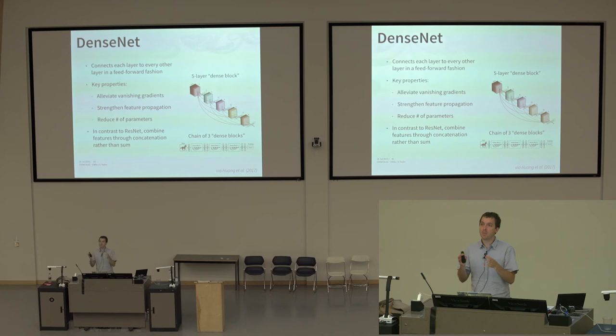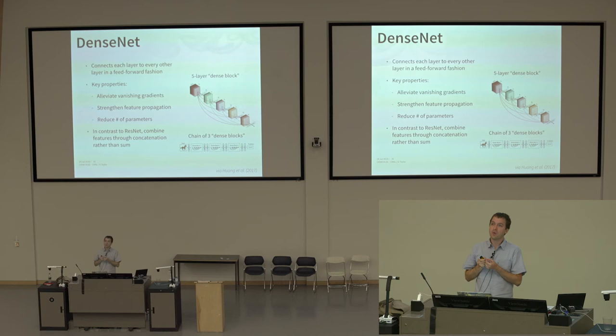And within this module, which it calls a dense block, you can see the first layer here has connections directly to every other layer. This layer has connections to all the layers in front of it. And this is interesting for a few reasons. Because they don't use any pooling in here, and they use convolutions that preserve the spatial dimensions, you don't have summation like you do in ResNets, you get concatenation.